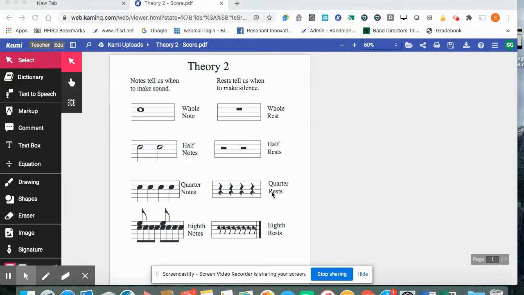A quarter rest takes 4 to equal a whole rest. It's a squiggly line. And then we have the eighth rest, which I like to say looks like a fancy 7. And there's 8 eighth rests to equal that one whole rest. So once again, notes are symbols that create sound. Rests are symbols that denote creating silence.